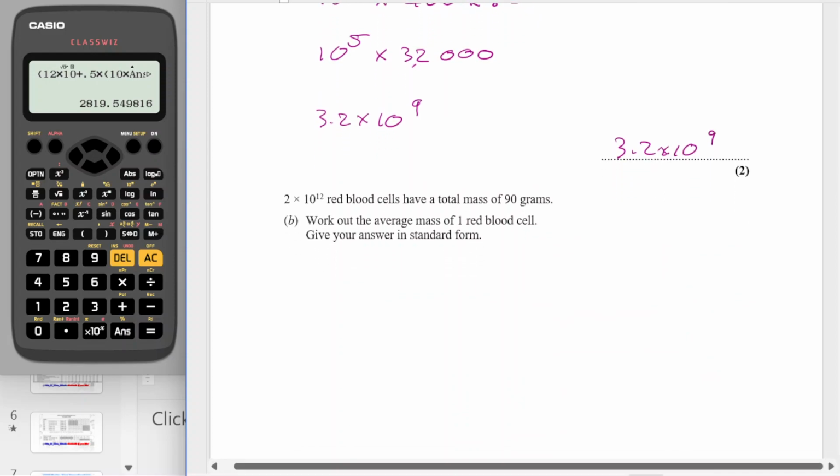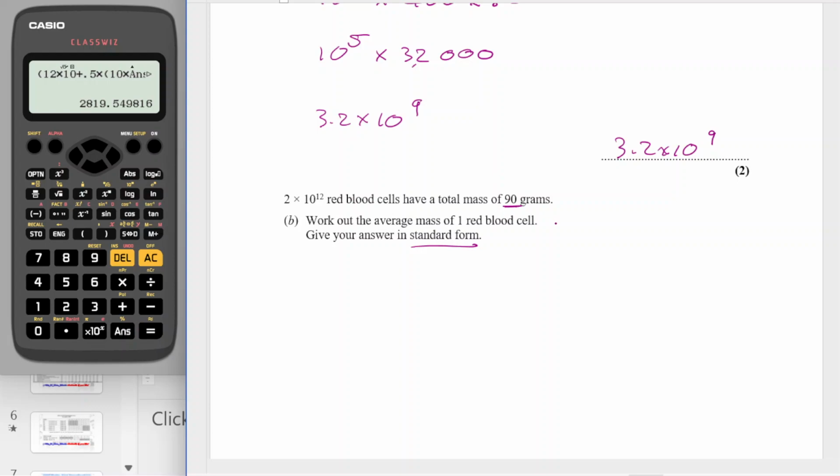So 2 times 10 to the 12 red blood cells have a total mass of 90 grams. Work out the average mass of one blood cell. Give your answer in standard form. Okay, so to make that easier for myself, I'm going to convert that into standard form and call that 9 times by 10 to the 1.